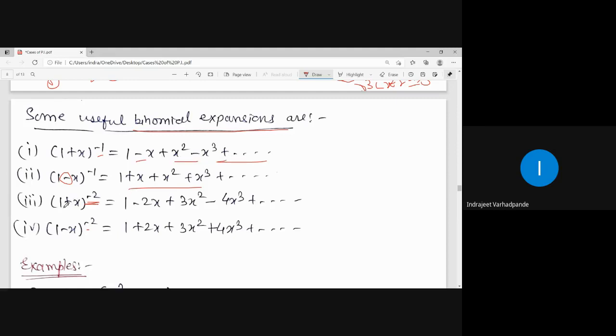Here also, it is all positive terms, but coefficients are 2, 3, 4 and so on. Here alternate plus minus. This is plus, this is minus, this is plus, this is minus. And attach the coefficients as constants 2, 3, 4 and so on.